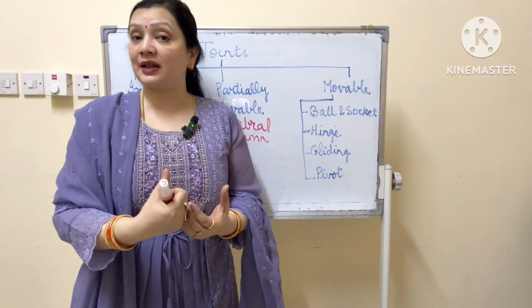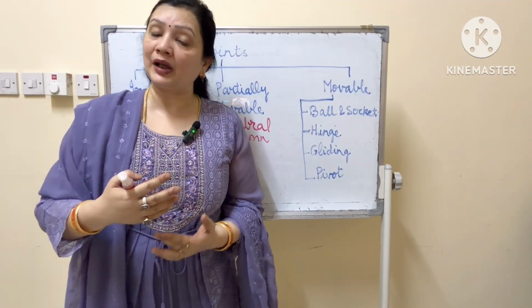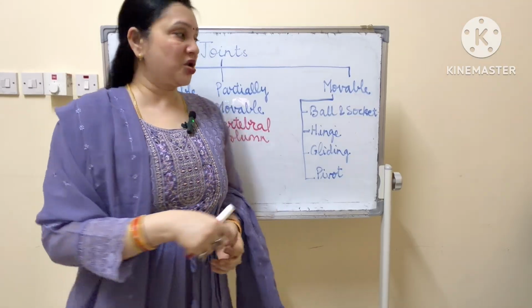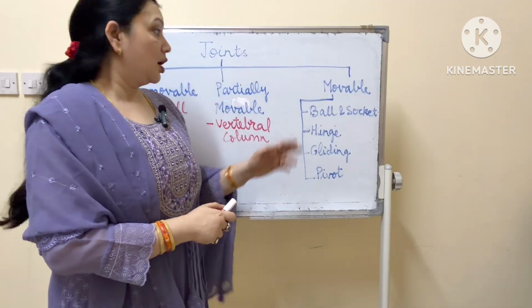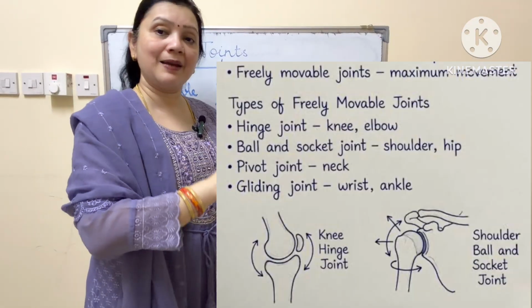The rib cage is attached to the backbone, to the vertebral column. So when we breathe, the rhythmic in and out movement of the rib cage is possible because of the partially movable joint. The movable joint allows movement and it is of four types.